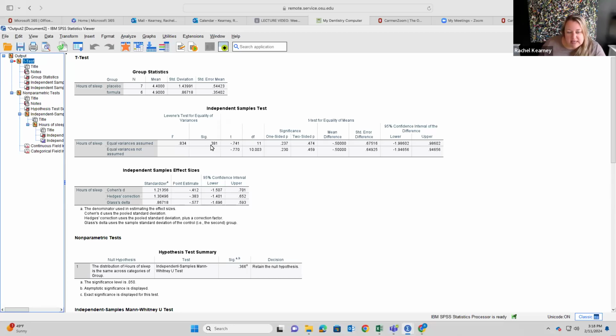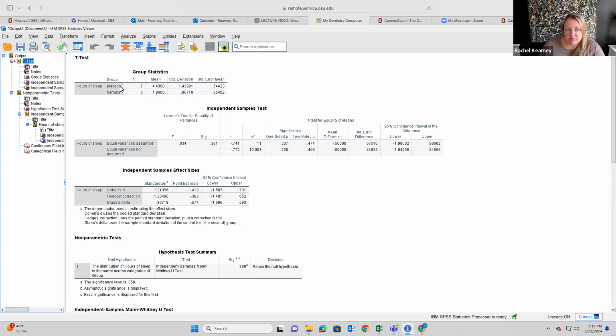If it's less than 0.05, then equal variances are not assumed, because this would say the groups are different. So equal variances would be not assumed. If it is greater than 0.05, then there is no difference in the groups, and we would say that equal variances are assumed.